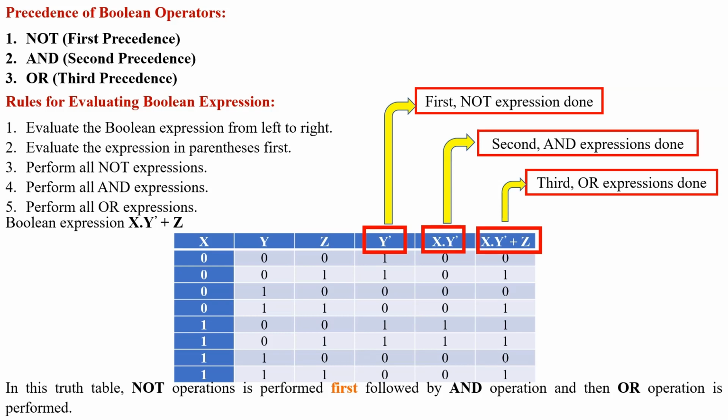Precedence of operators can also be illustrated with the help of a truth table. Consider a Boolean expression X dot Y complement plus Z. In this truth table, the not operation is performed first, that is Y complement, followed by the and operation, that is X dot Y complement, and finally, the or operation is performed, that is X dot Y complement plus Z.